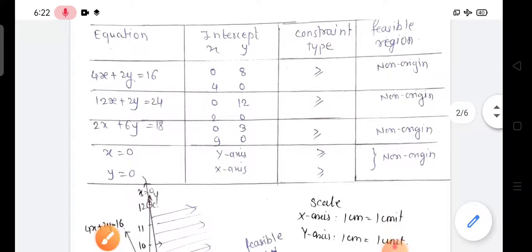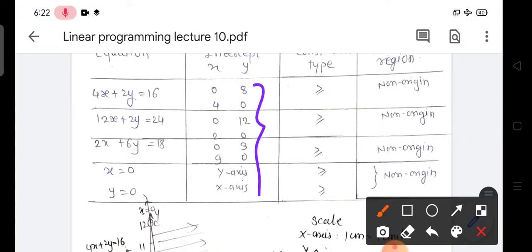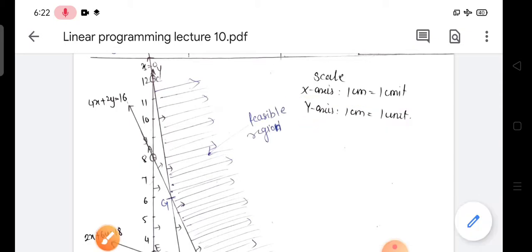Okay, so let us start plotting the graph here. From the intercepts, first decide the scale. For the x-axis, what is the minimum term? 2. What is the maximum term? 9. Okay, so we'll take 1 centimeter as 1 unit. For the y-axis, the minimum term is 3 and the maximum term is 12. So on the y-axis also, we'll take the scale 1 centimeter equals 1 unit. So first we'll write the scale on the graph paper.